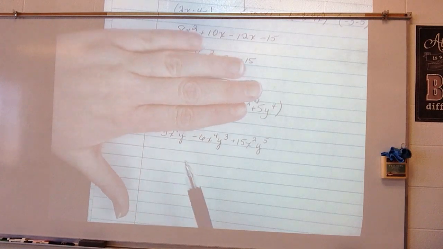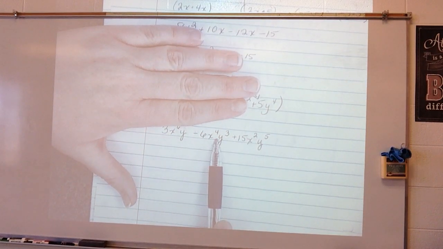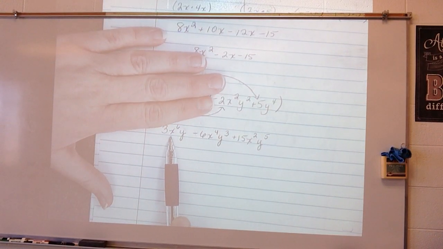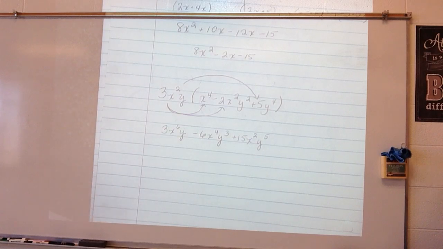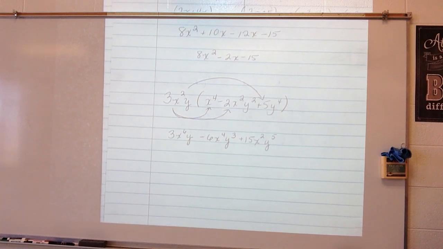Now I'm going to look. There are no like terms because remember, for it to be a like term, this has to have an x to the 6th y. There's no other x to the 6th y, so therefore I cannot combine anything else here.